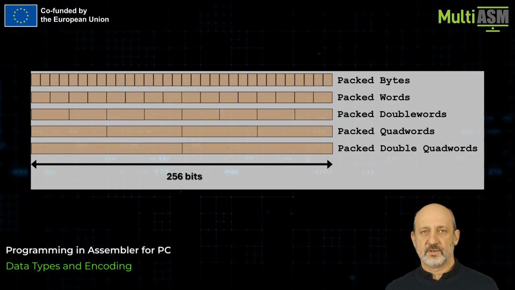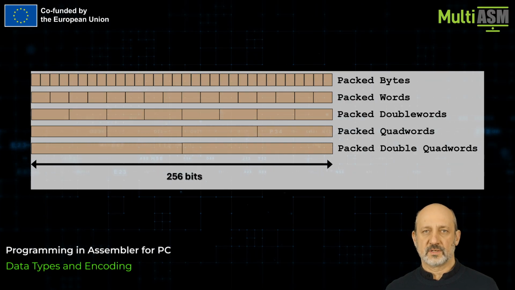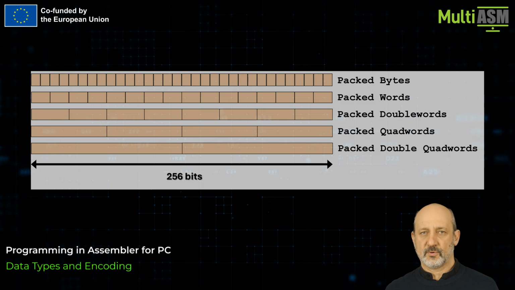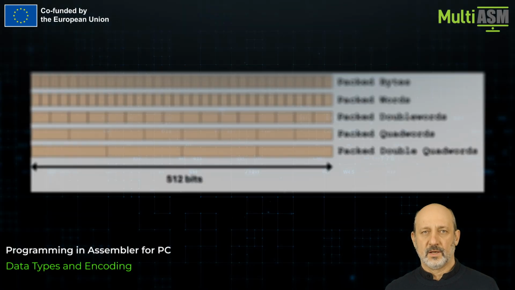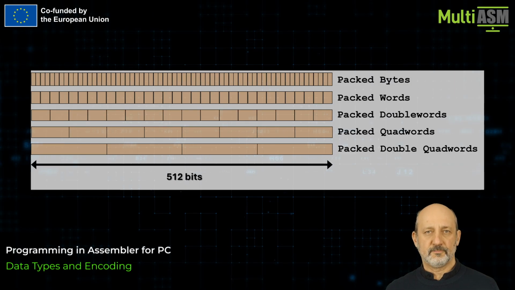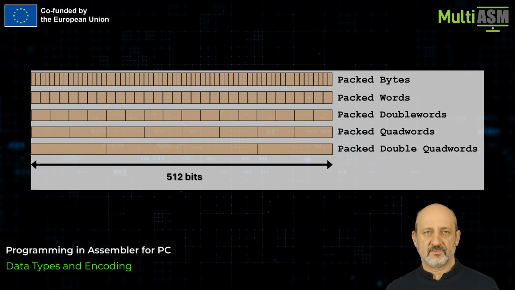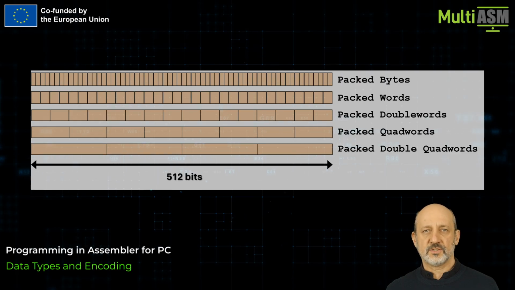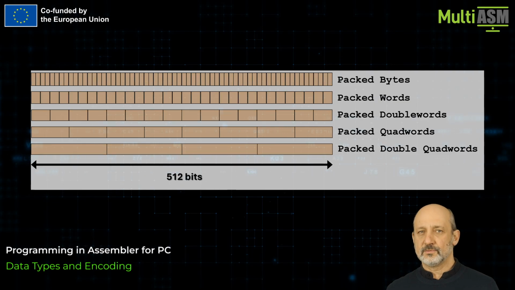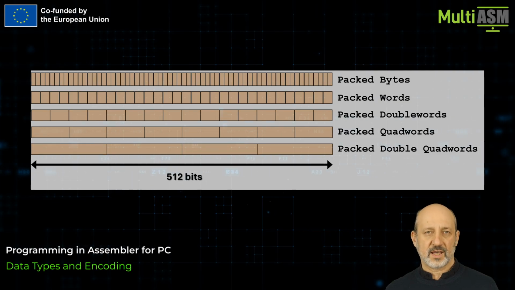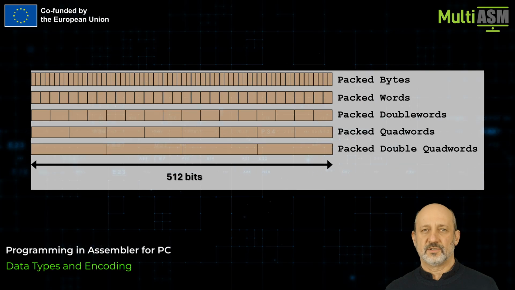Double quad words are not used as instruction operands. They are the results of some operations only. The 512-bit packed integer data type, introduced in AVX 512 extension, contains as many as 64 bytes, 32 words, 16 double words, 8 quad words, or 4 double quad words.